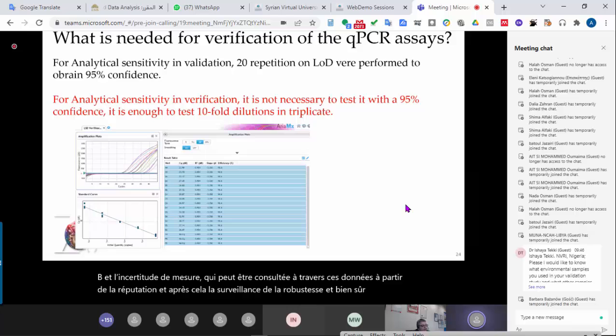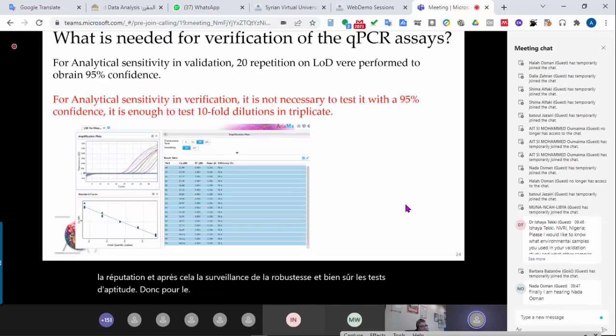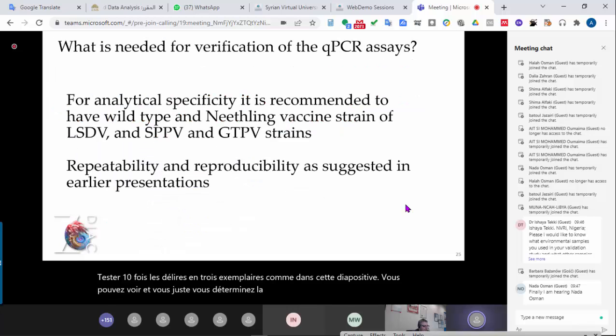So for the analytical sensitivity, you do not have to perform it with 95% confidence. You should only be good with testing 10-fold dilutions in triplicate, like in this slide you can see, and you just determine the limit of detection. Okay, I already told this.